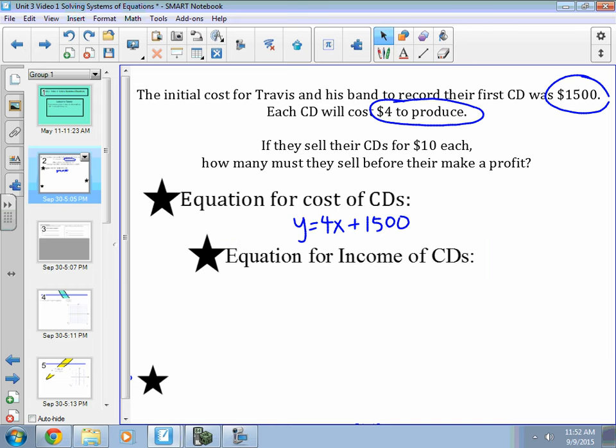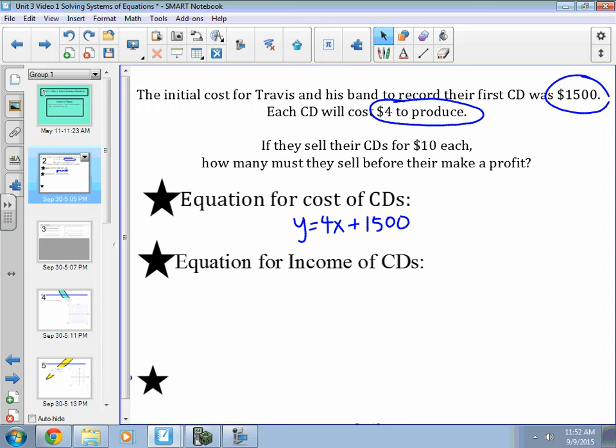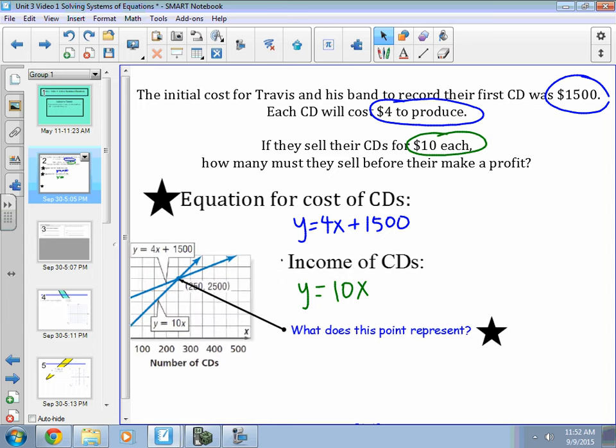All right, next. What they want us to find is what's an equation for the income of the CDs. So looking at the income, income is going to be $10 for each CD. That's how much they bring in. So again, our money equals $10 per CD.